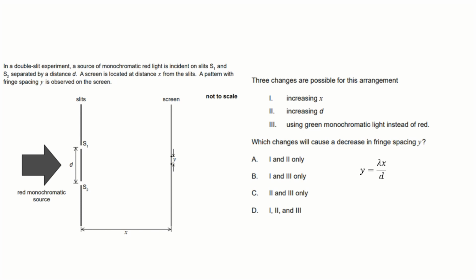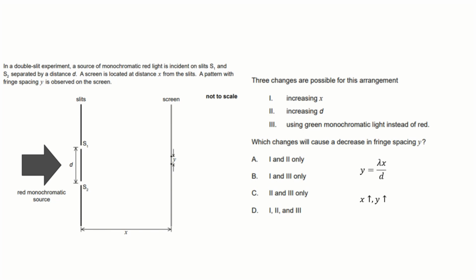Now, why is that important? Well, because I think really identification of those variables allows you to really work out the answer to this question very, very quickly. I'm going to show you how to do that. I'm going to take statement number 1, which is increasing x. Now, what we're looking for is a decrease in fringe spacing. Okay. Now, notice increasing x means that y will go up. Okay. So if x goes up, if x doubles, y will double. It's because they're directly proportional.